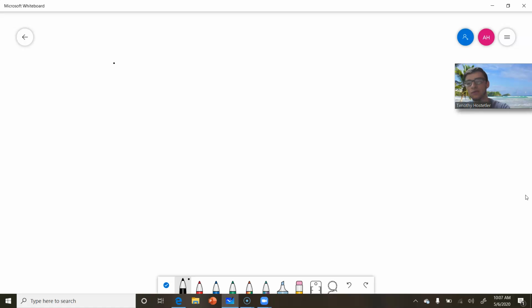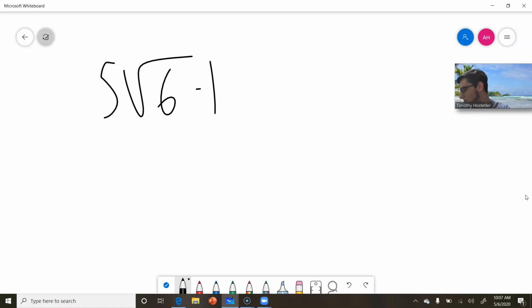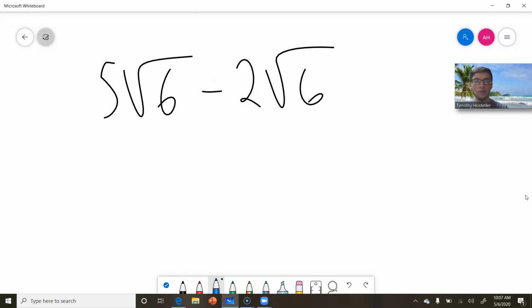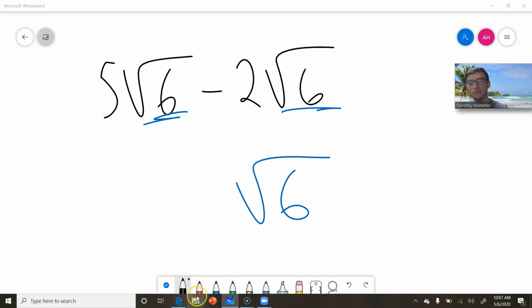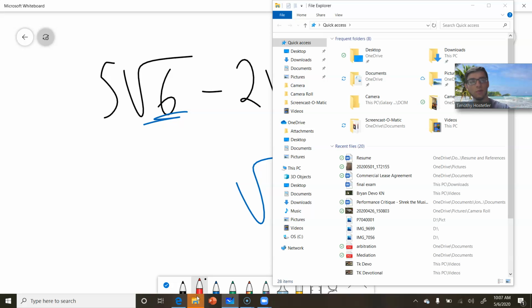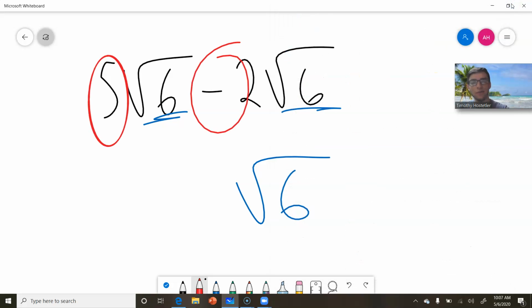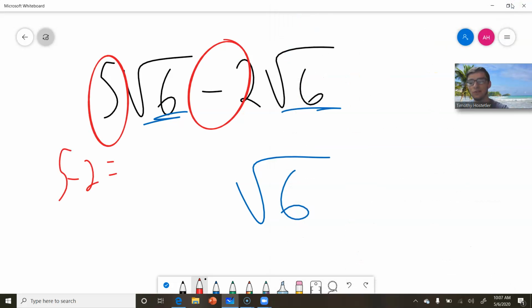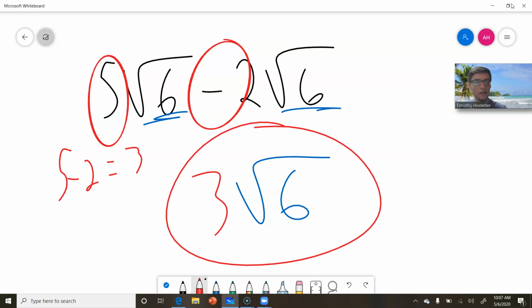Okay, let's do another one, still on that skill check. 5 times the square root of 6 minus 2 times the square root of 6. We have like terms, so the square root of 6 stays, and then look what we can do here: 5 minus 2, which is 3. So our answer is 3 times the square root of 6.